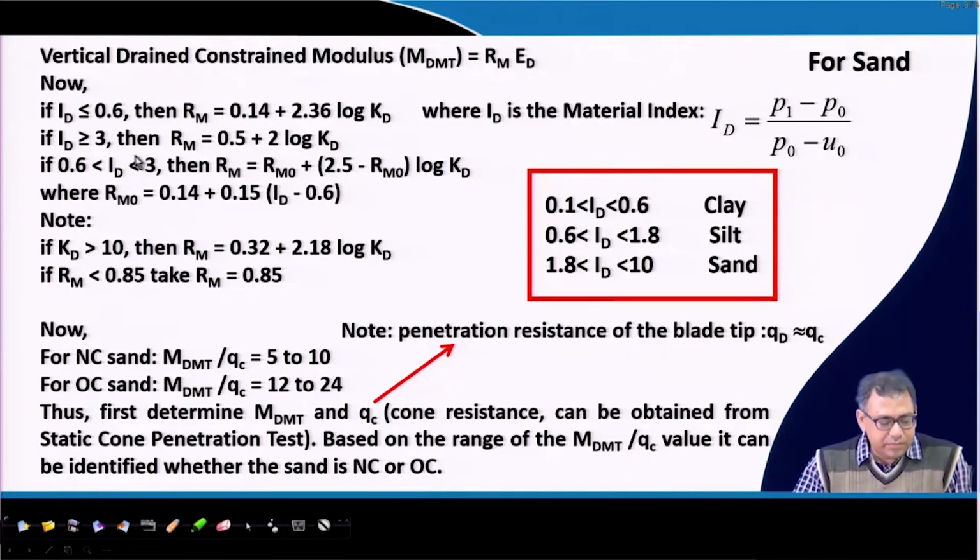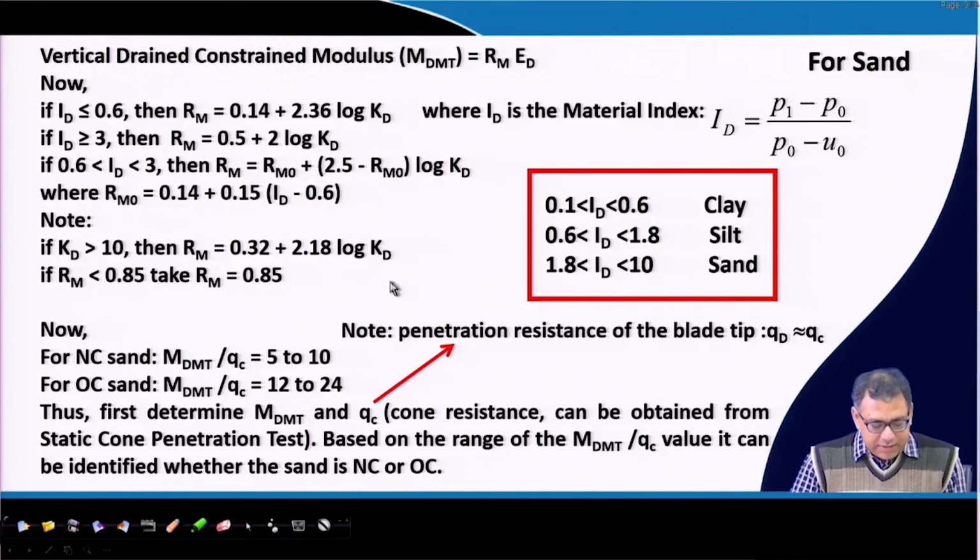So based on the ID value, we have to calculate the RM, and that RM we will put it here, we will get the MDMT, and then we will divide it with the QC, then we can identify based on this range whether soil is in normally consolidated state or over consolidated state. Okay? So this way we can identify that.